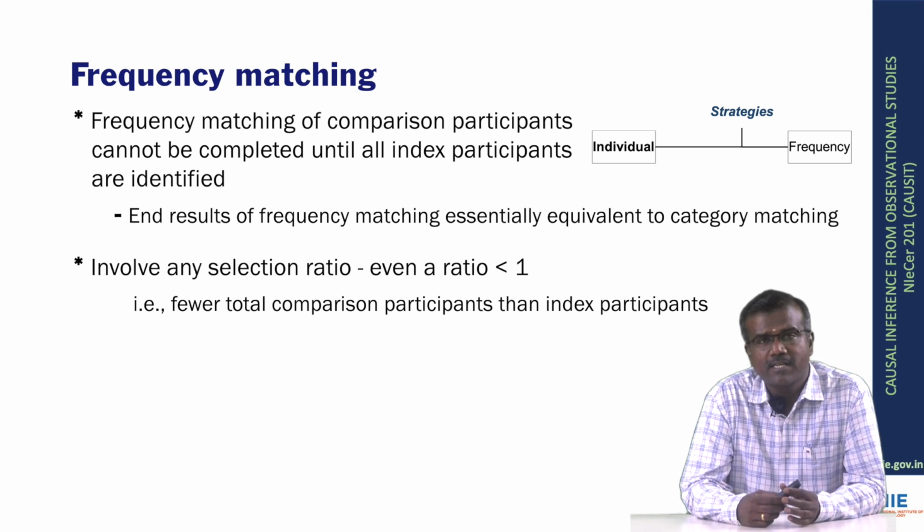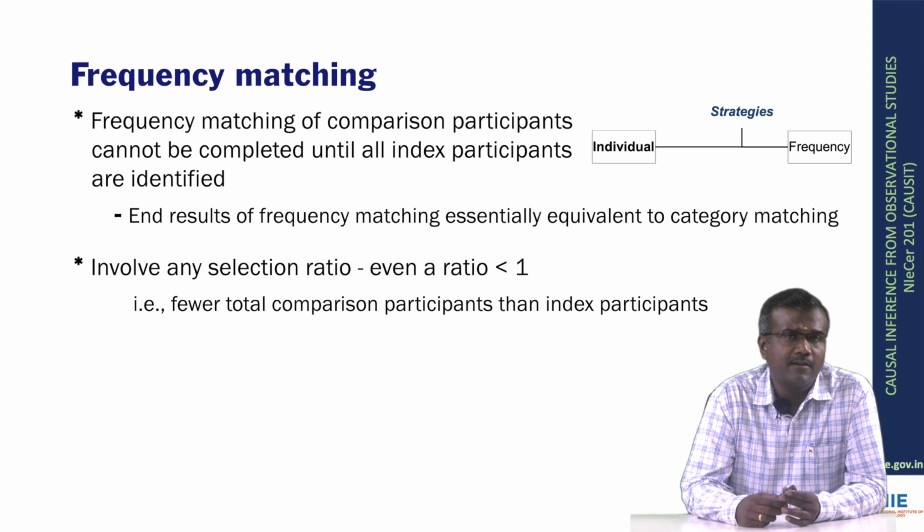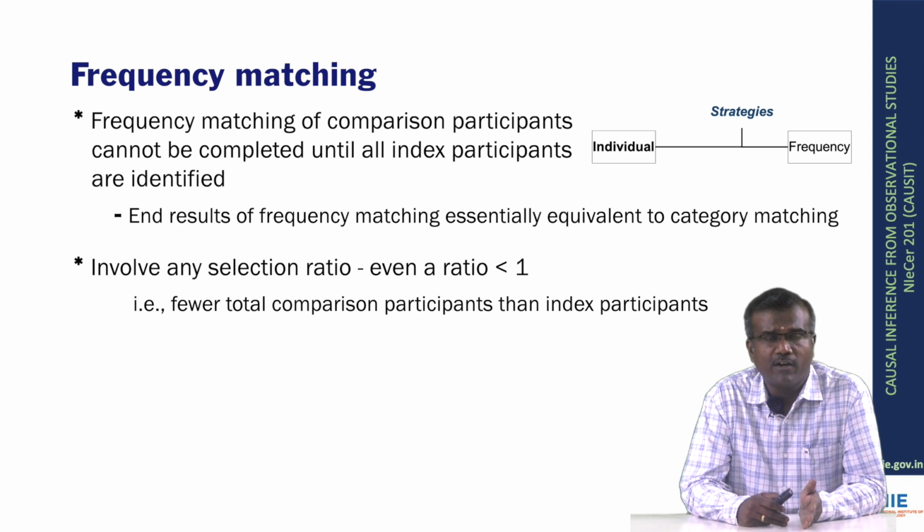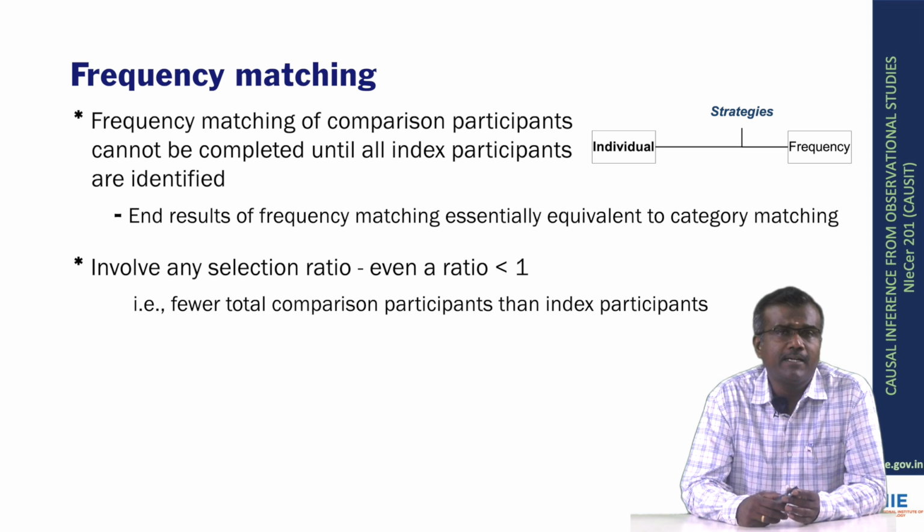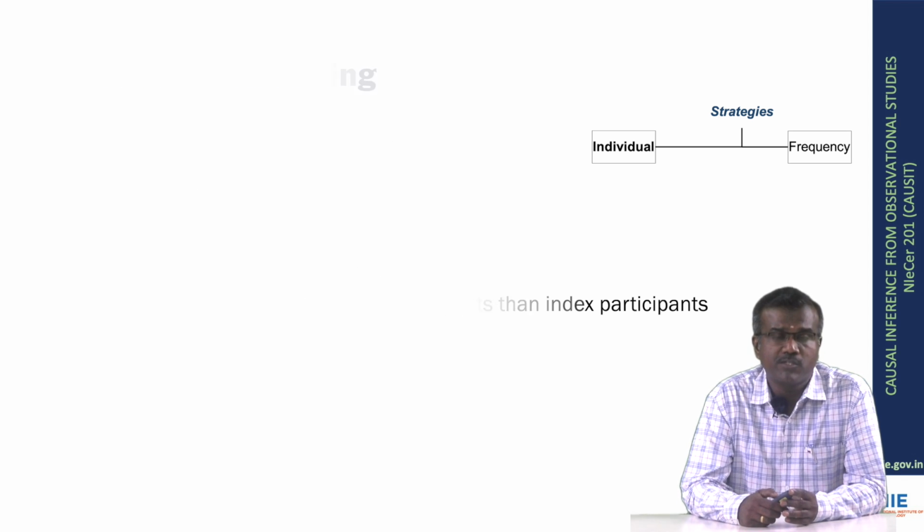It involves a selection ratio which could be even less than 1 sometimes, that is, fewer total comparison participants than index participants. For example, we have 15 participants in the index group and then we have only 10 participants in the comparison group. The ratio could be less than 1, but we make sure the total number of index participants in a particular category is equivalent in the comparison group as well. That is the essence of frequency matching.